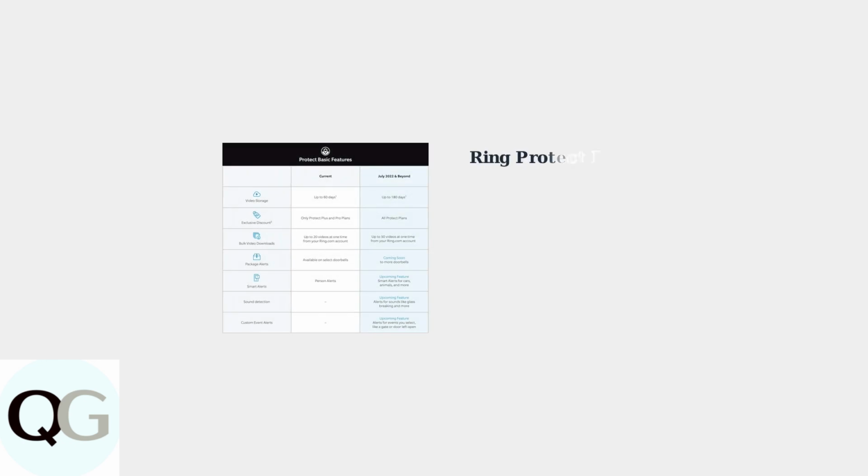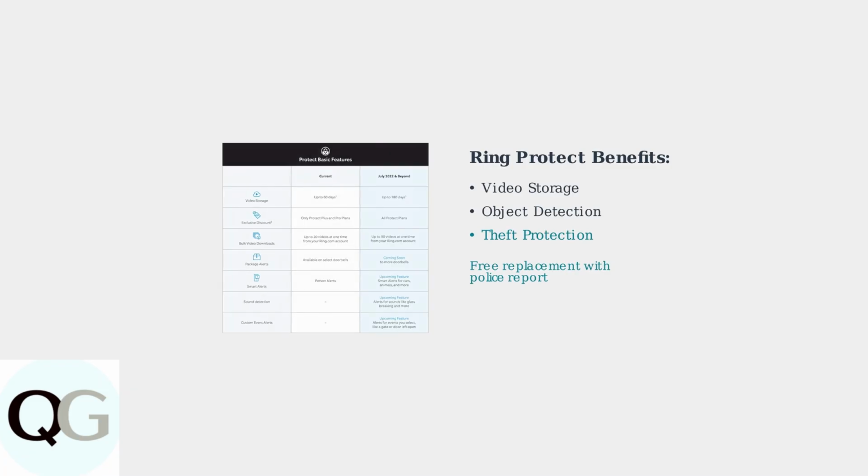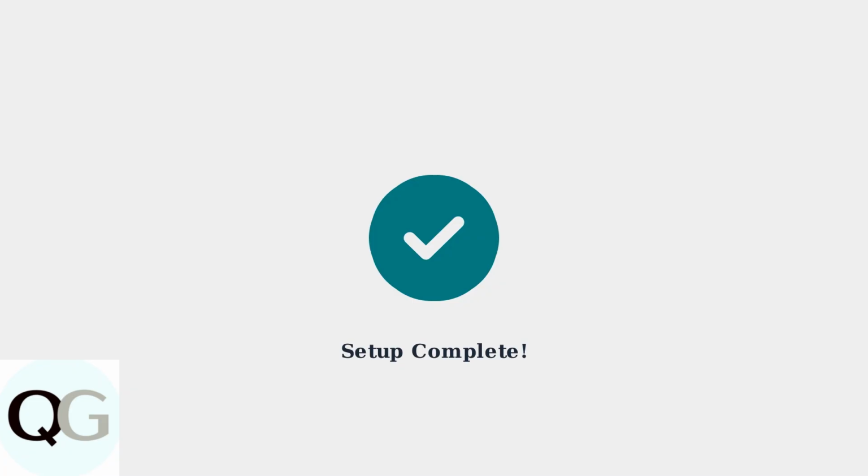Consider subscribing to a Ring Protect plan for enhanced features like video storage and advanced object detection. Ring also offers free replacement if your doorbell is stolen, provided you file a police report. Your Ring doorbell is now successfully set up and connected to your account. You can access all features through the Ring app and customize settings based on your preferences.